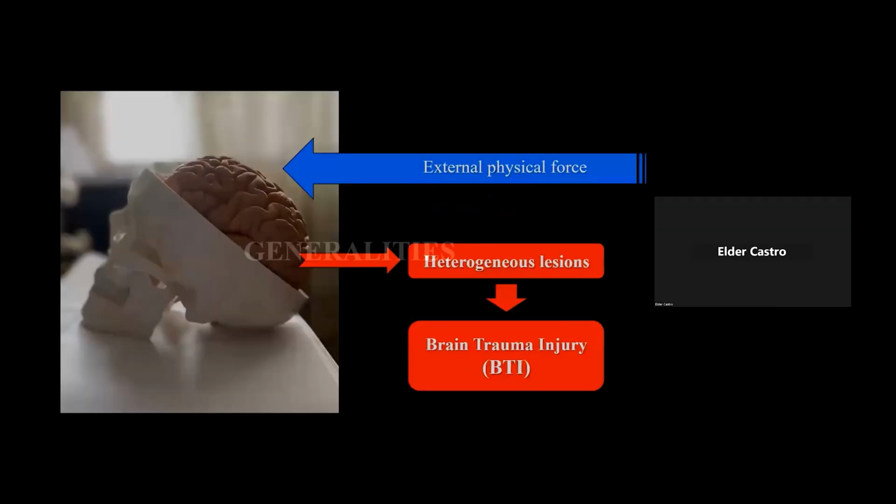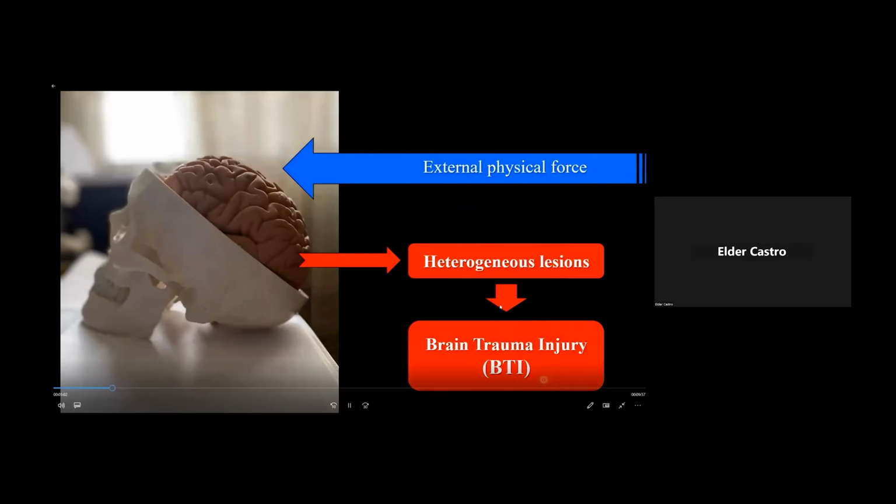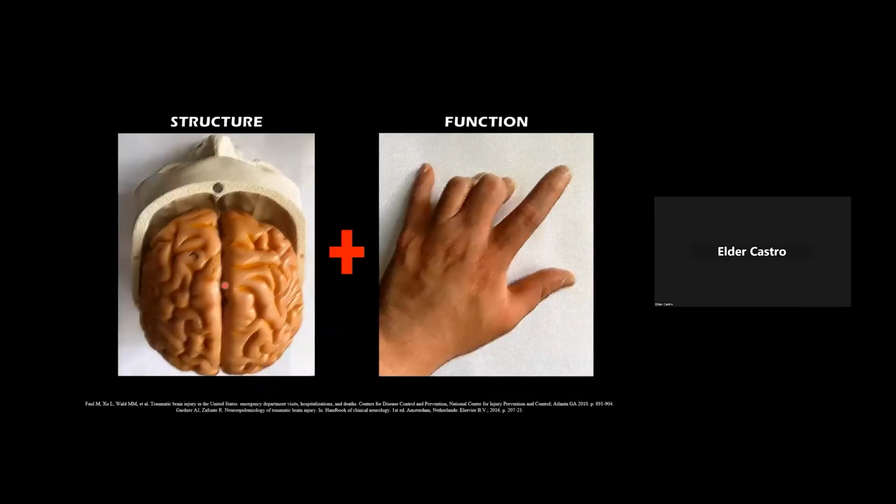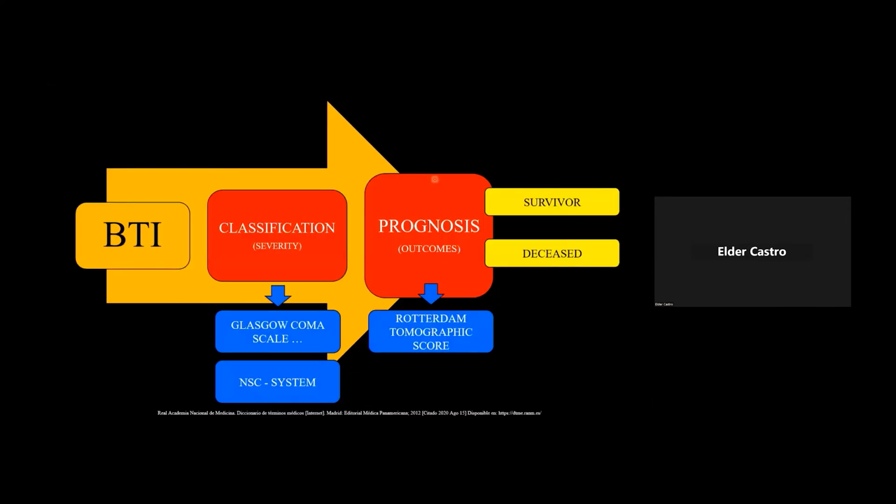Generalities. The transmission of an external physical force to the head generates heterogeneous lesions in the brain. The brain trauma injury, BTI. The definition of brain trauma injury is alteration of the structure and the function of the encephalon. According to the medical definition, the severity of BTI should have an association with the outcomes, survival or disease.